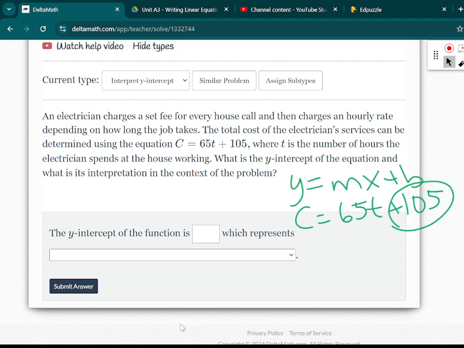So the last one we have is the set fee for the house call. That is what we are looking for. Our y-intercept, our standalone number, does not affect the variable. The variable does not affect it. It is always going to be our starting value or our flat fee for a lot of problems like this. It is the thing that is not related to the variable at all. If there's a set fee, that's going to be your y-intercept.